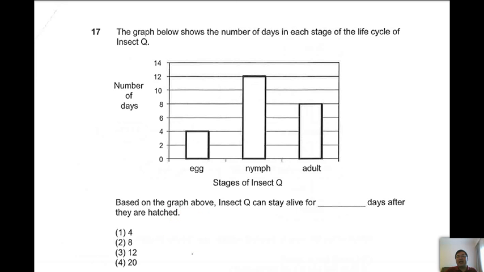Do not include the egg. After they are hatched, how many days do they stay alive? Alive as a nymph 12 days, plus this 8 days. We are not saying that the adult lives shorter than the nymph. We are not sure. This adult could have been crushed by somebody, or killed by another animal. But this is when it is alive, it's only alive for 8 days. After being hatched, 12 days, 8 days, 20 days. The answer is 20 days here.